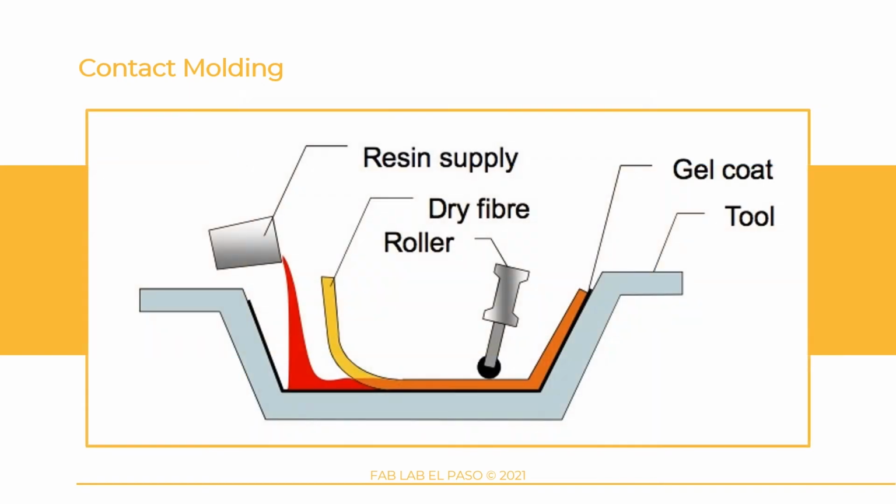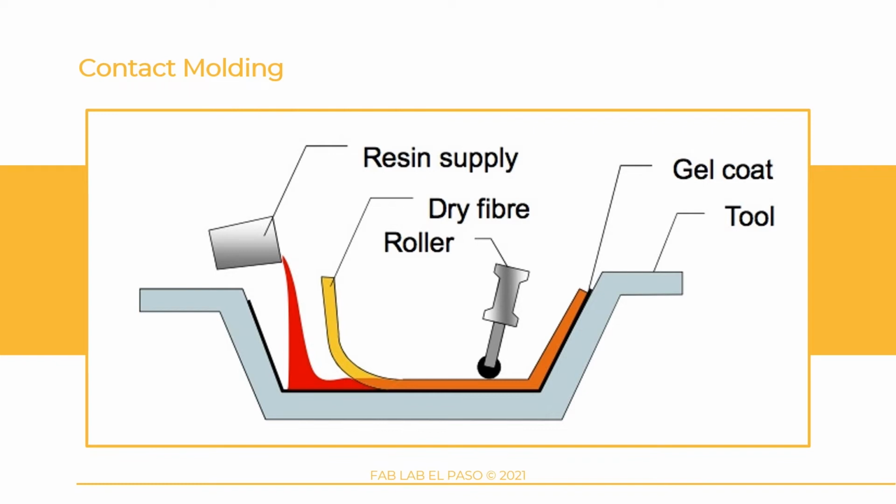In the first step of contact molding, a gel coat is spread over a tool or mold. This gel coat will be the outer surface of your final part, so the color and finish must be chosen accordingly. After 2 coats of this gel are fully cured, a layer of the reinforcing fiber, usually glass fiber, is laid down across the mold.